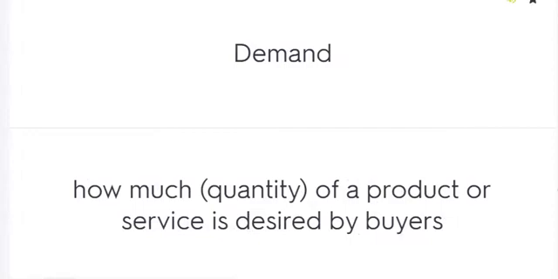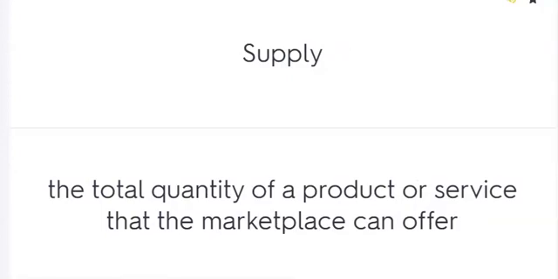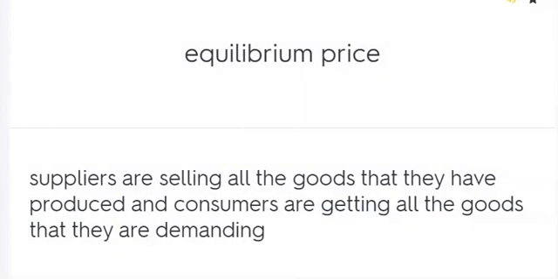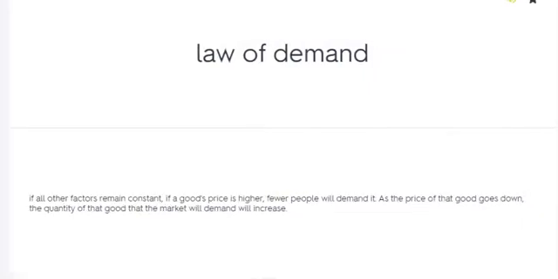Demand. How much of a product or service is desired by buyers. Supply. The total quantity of a product or service that the marketplace can offer. Equilibrium price. Suppliers are selling all the goods that they have produced and consumers are getting all the goods that they are demanding.